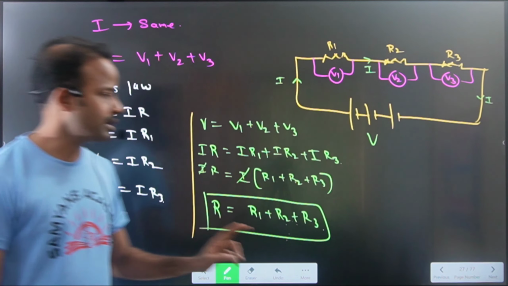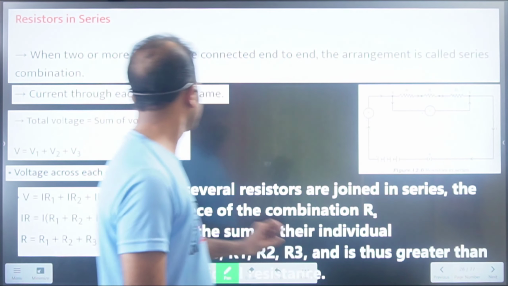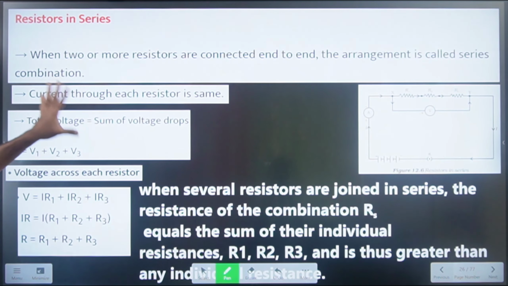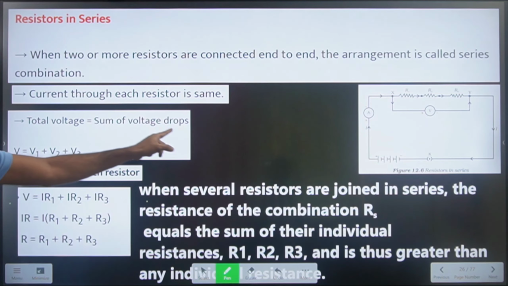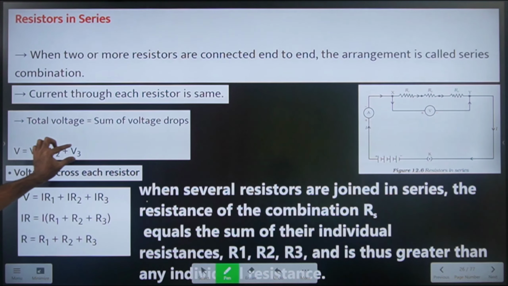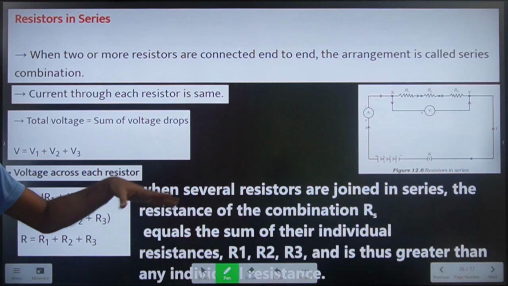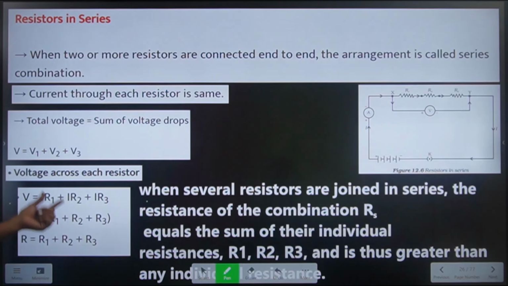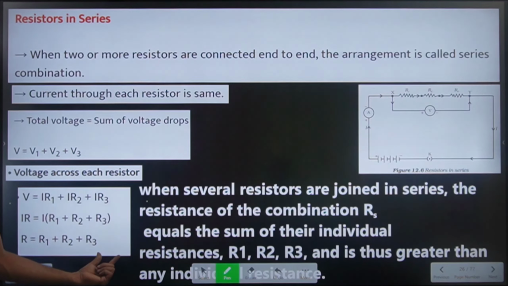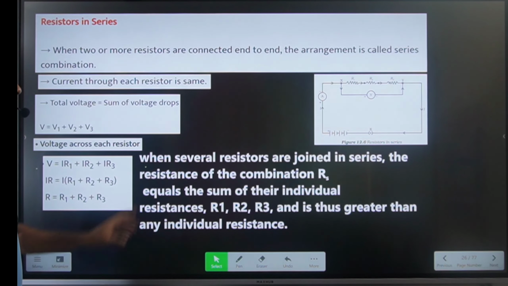Is it clear, everyone? Right, now you see in this way you have to derive the series combination. When two or more resistors are connected end to end, the arrangement is called a series combination. The total voltage is equal to the sum of the voltage drops. We can write V = V1 + V2 + V3. Voltage across each resistor we check like V = IR, V1 = IR1, V2 = IR2, V3 = IR3. All these values you substitute in this equation, then you will get R = R1 + R2 + R3. When several resistors are joined in series, the resistance of the combination Rs is equal to the sum of their individual resistances R1, R2, R3 and is thus greater than any individual resistance.